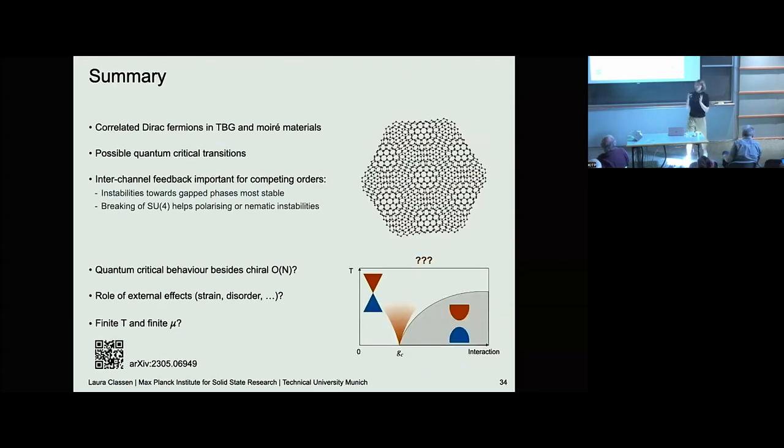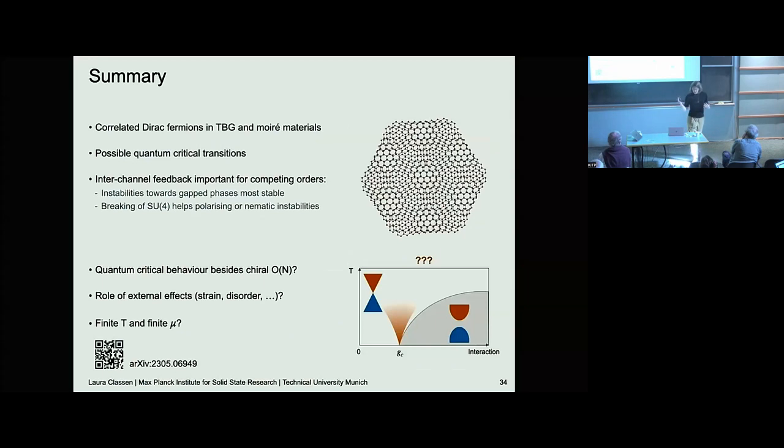All right, so this brings me to the end. Let me summarize what I've told you right now. We've studied these possible quantum critical transitions in a Dirac fermion model for twisted bilayer graphene or other moiré materials that can be described by such a Dirac action. And I've shown you that this interchannel feedback is important in such a situation where we have nearby a competing state due to this larger symmetry. Within this approach, instabilities towards gapped phases are the most stable, and I guess that makes sense because they can gain the most condensation energy.